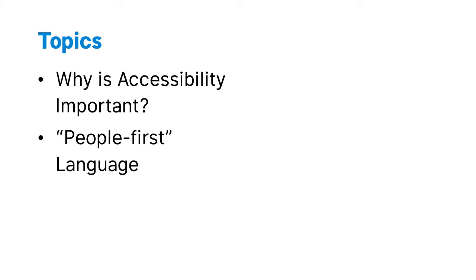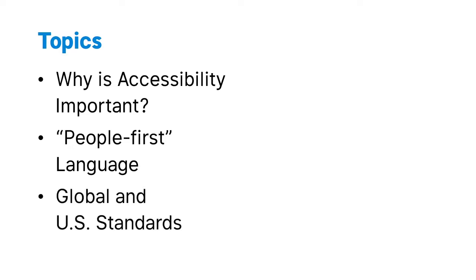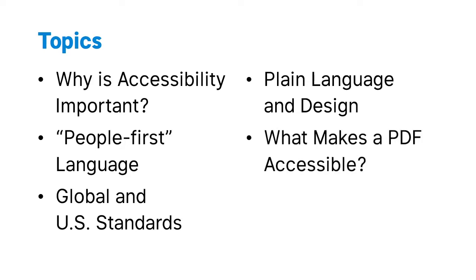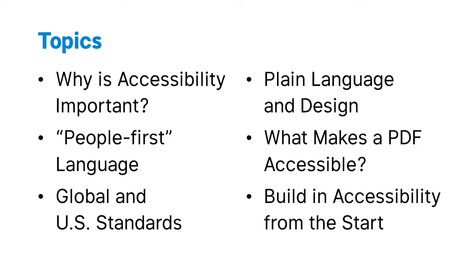So here are some of the topics I'm going to be covering in this video. Why is accessibility so important? What it means to use people-first language and how impactful that language can be. What are the global and domestic standards for accessibility? How plain language and design can help you get your message across, and why it's a crucial step in creating readable content. And right at the end, we are going to cover what makes a PDF document accessible and how to build your Word document for accessibility from the get-go.